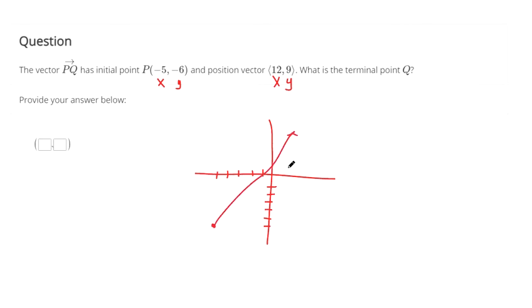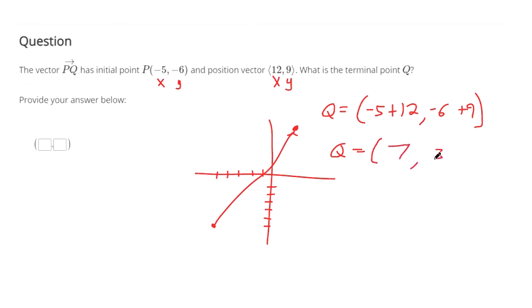So basically what we need to do to find out the terminal point, where this vector ends, where this arrow ends, is we just need to... Q is a point, sorry. We need to take the position of point P and add the change in x. And then the change in y. So Q is going to be the terminal point, so it's at 7, 3. That's what goes in here. So 7 on the x, 3 on the y.